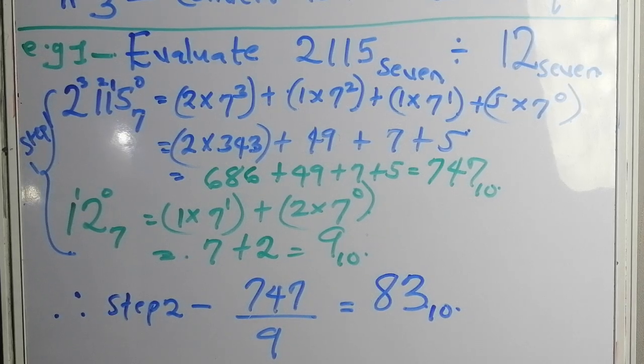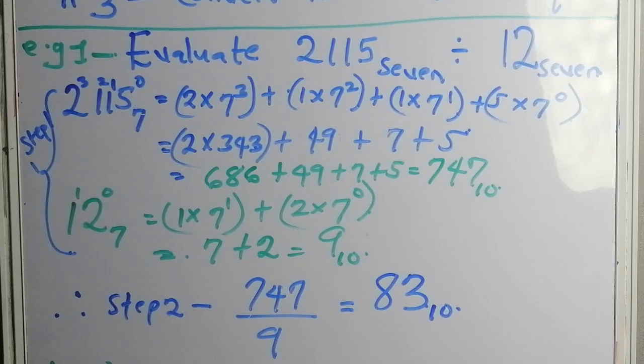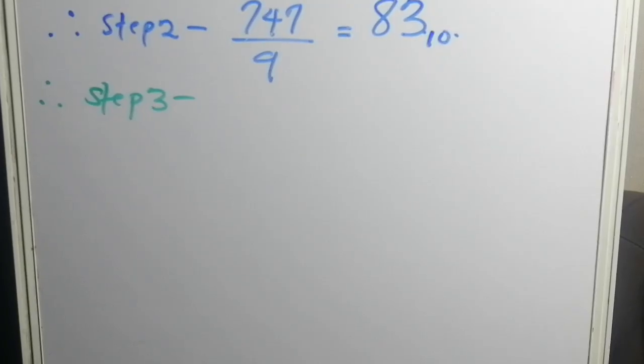So now, what is step 3 telling us? Step 3 is telling us that we should now convert back to the base in the question, which is base 7.